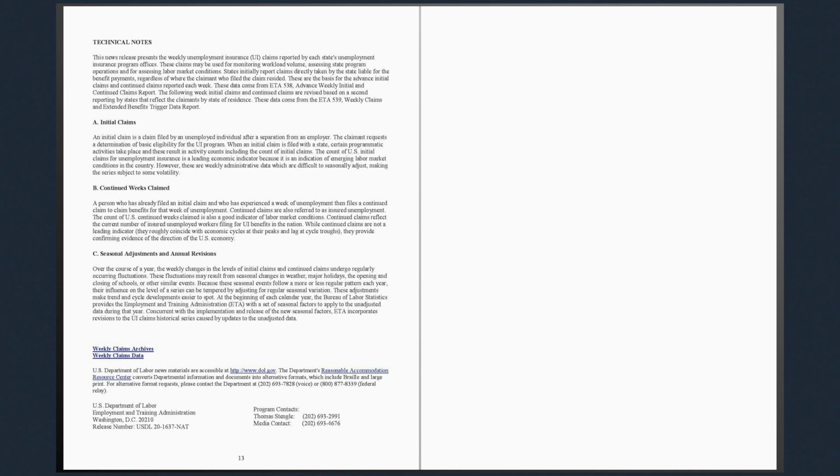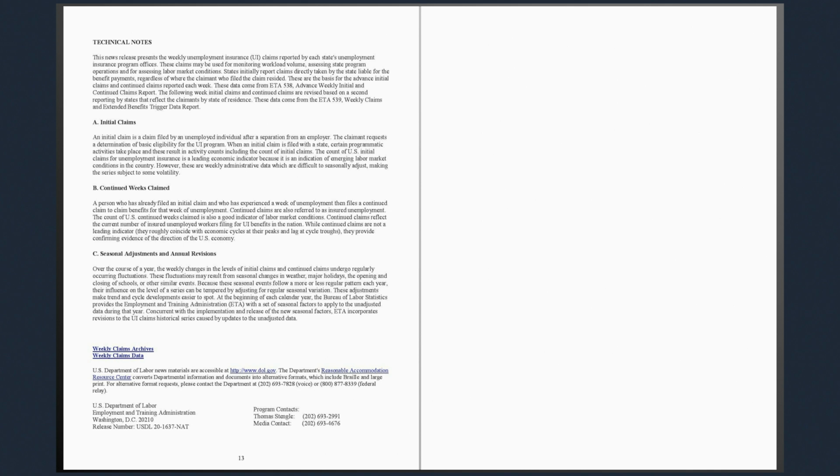B. Continued weeks claimed. A person who has already filed an initial claim and who has experienced a week of unemployment then files a continued claim to claim benefits for that week of unemployment. Continued claims are also referred to as insured unemployment. The count of U.S. continued weeks claimed is also a good indicator of labor market conditions. Continued claims reflect the current number of insured unemployed workers filing for UI benefits in the nation. While continued claims are not a leading indicator, they roughly coincide with economic cycles at their peaks and lag at cycle troughs. They provide confirming evidence of the direction of the U.S. economy. C. Seasonal adjustments and annual revisions.